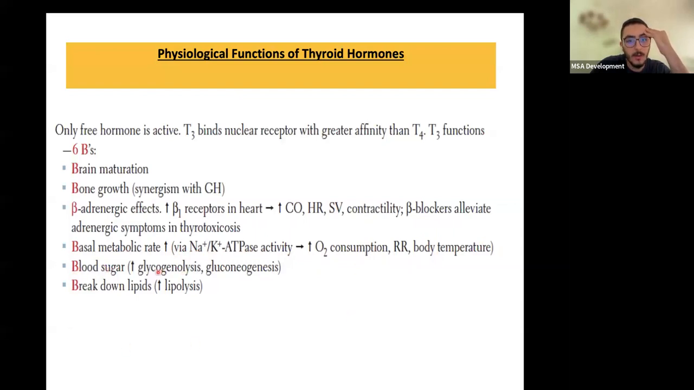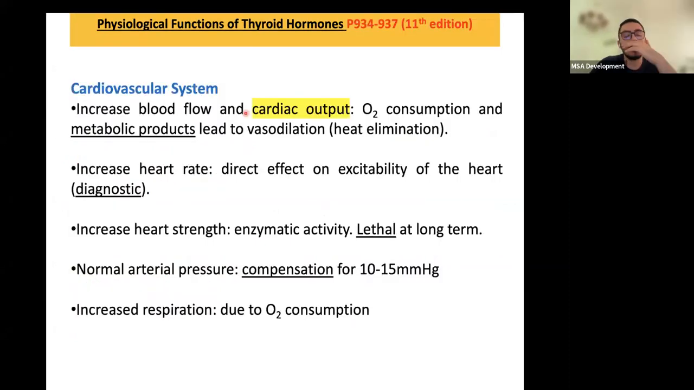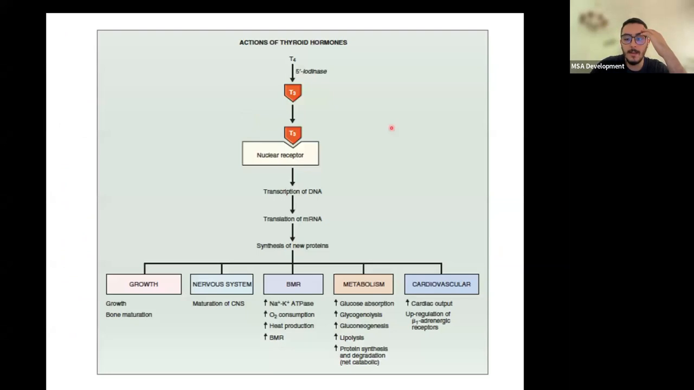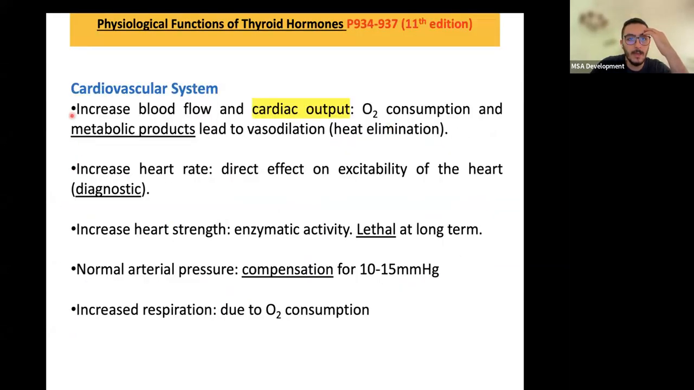Increase blood sugar, how? Glycogenolysis and gluconeogenesis also will increase the blood sugar. Breaking down of lipids is by increasing lipolysis. And also remember, only free hormone is active. Anything bound to any protein is not active. Now, the coming slides will explain whatever I explained here in detail. We'll just go over them really quickly.